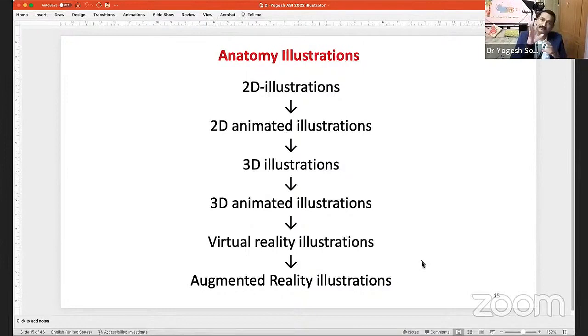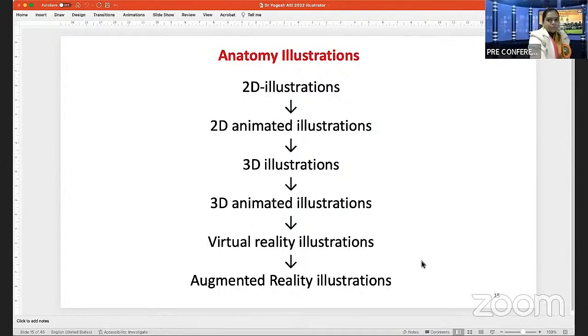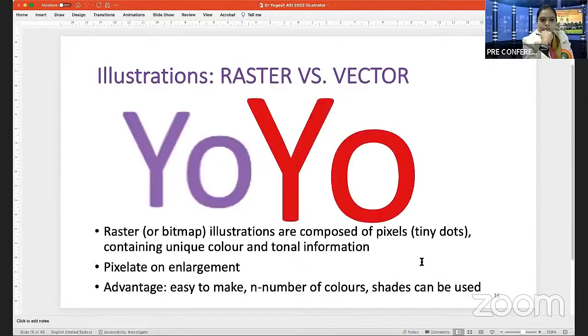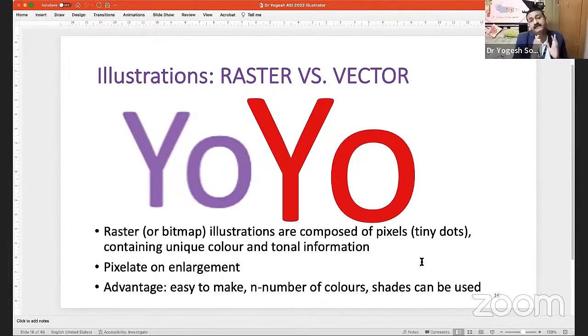I am not talking only about illustrations in books. I am talking about illustrations in all the media, like virtual reality illustrations, because virtual reality is a different field, but it requires illustrations. So how they are created, that we can see. The illustrations are segmented into two different zones. One is raster images or raster illustrations, and another is vector illustrations. What exactly do you mean by raster and vector? Raster or bitmap illustrations are composed of pixels, small dots.